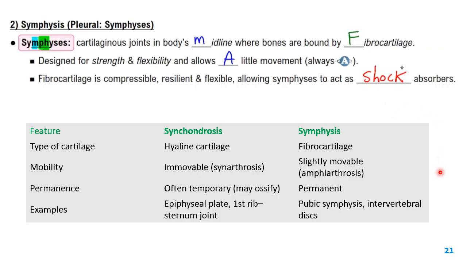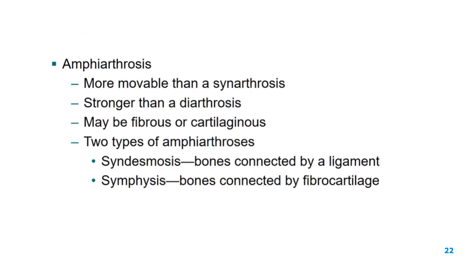And here is a table that I also added just a few minutes ago that puts a little summary on the type of joint and the comparison. So synchondrosis with hyaline cartilage, symphysis with fibrocartilage, and the rest of the comparisons. All right, so here looking at these amphiarthrosis. They move a little bit more than the joints that don't have movement at all. So they are stronger than those diarthroses. Diarthroses are the ones that move a lot.